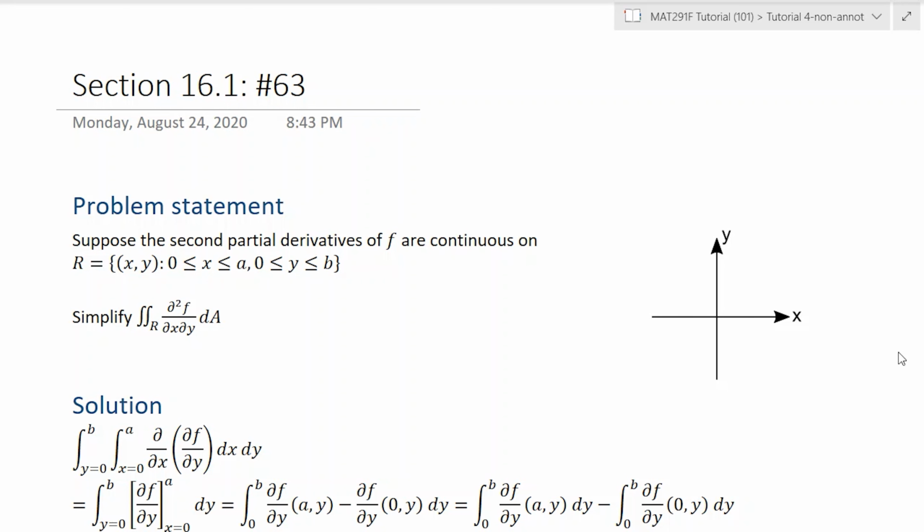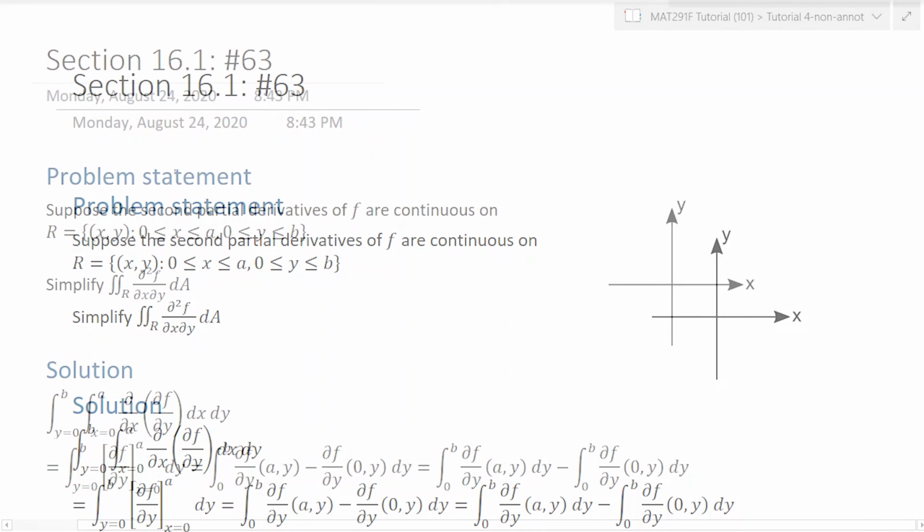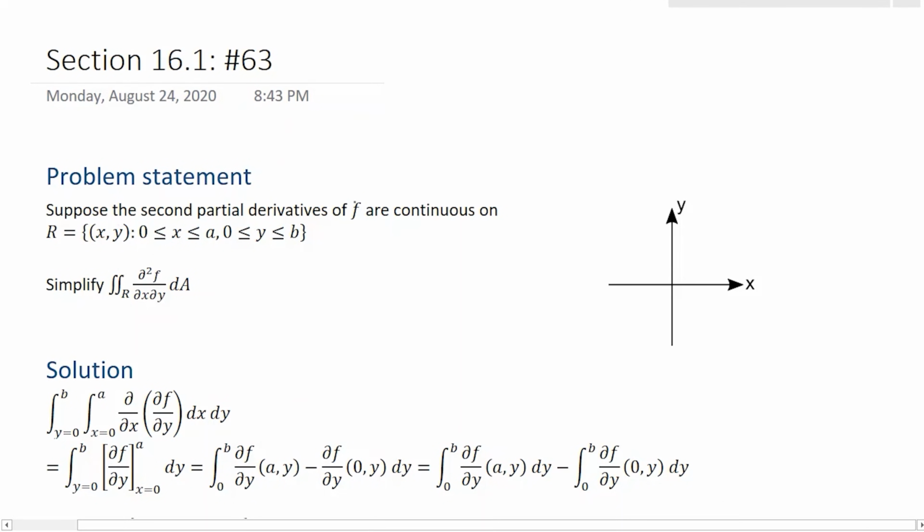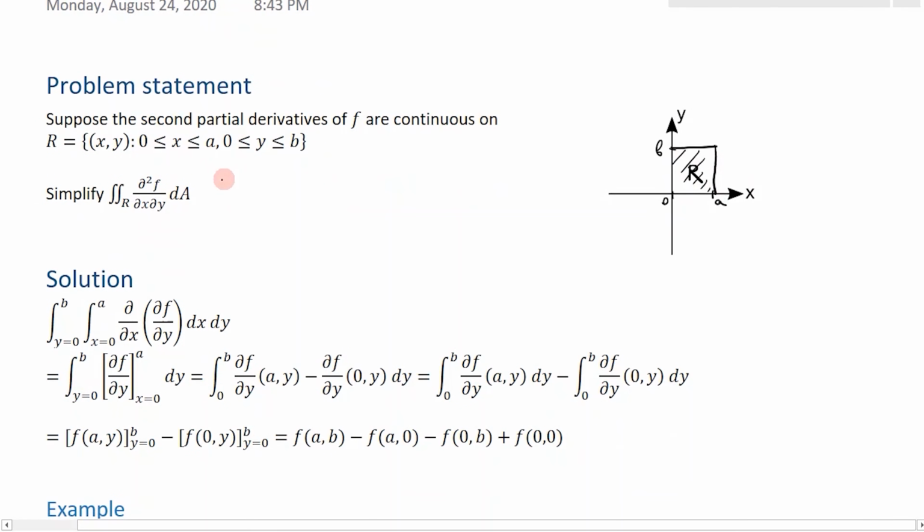Let's do question 63 from 16.1. The question tells you that second order partial derivatives of f are continuous on a region given by what I'm showing here. X in this region is going from 0 to a, and y is going from 0 to b. So the region is a rectangle like this. And the question asks to simplify this second order partial derivative of f with respect to x and y.